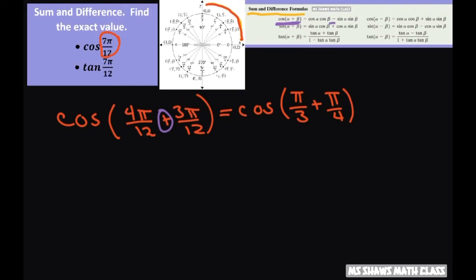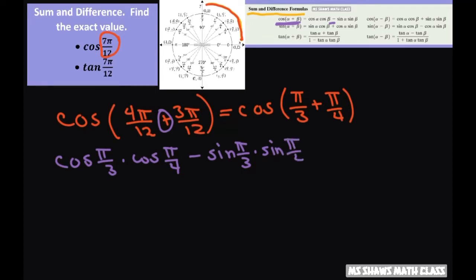All right, so let's fill everything out. We have cosine of pi divided by 3 times cosine of pi divided by 4, and then minus sine pi divided by 3 times sine of pi divided by 4. And from here you just do substitution. Cosine of pi divided by 3 is 1/2. Cosine of pi divided by 4 is square root of 2 over 2.